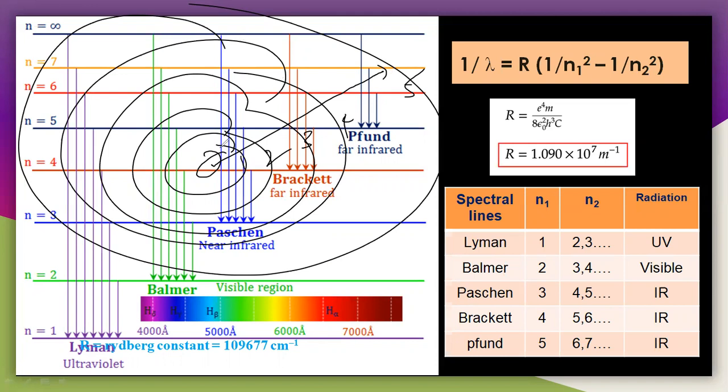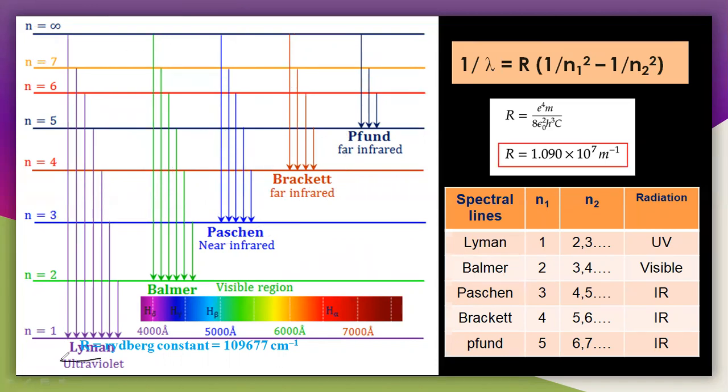So if it is moving towards the first one, then it is called the Lyman here. The second one is called Balmer, the third one is Paschen, the fourth one is Brackett, and the fifth one is Pfund here. Now see what is happening here. Whenever any electron is promoted to a higher energy level, it must come back towards the ground state here. So it is coming towards the ground state here.